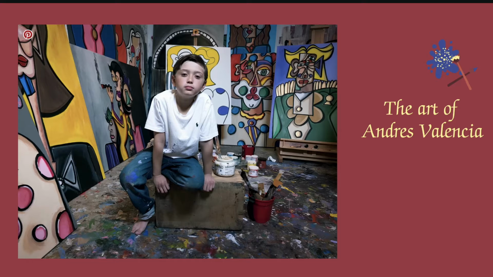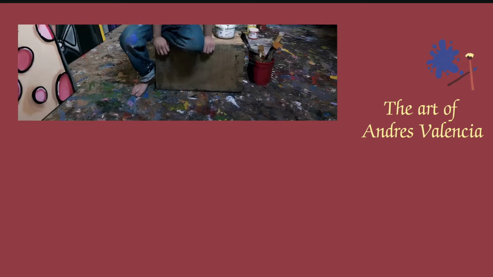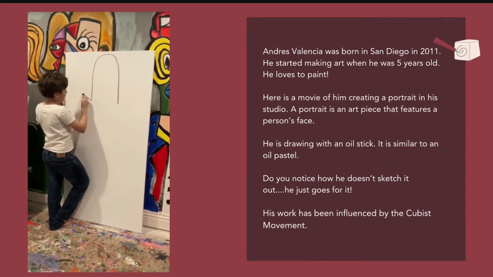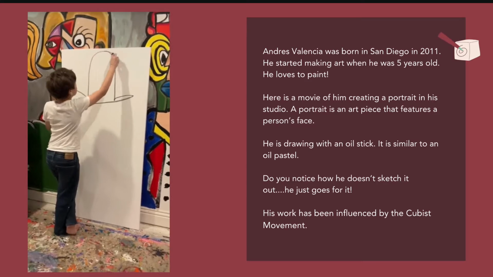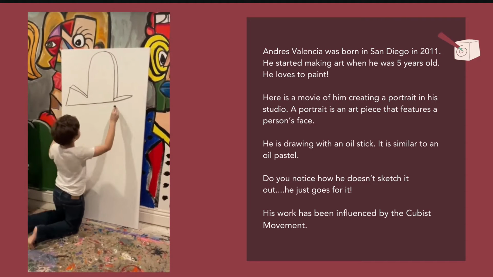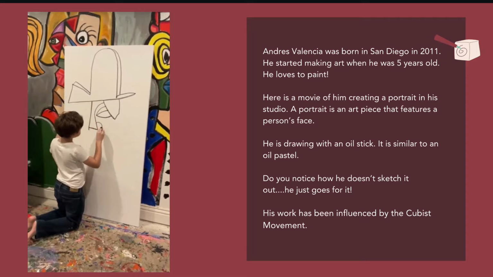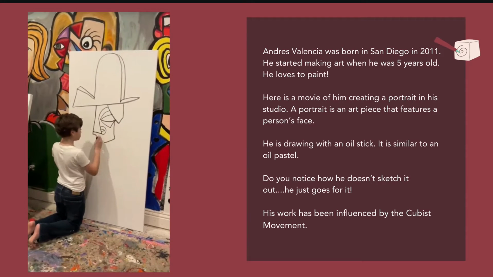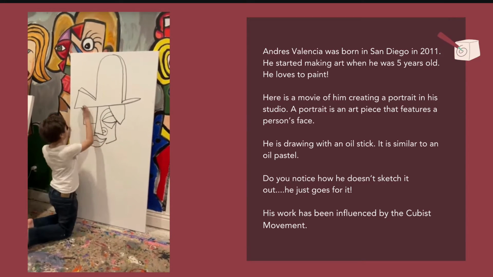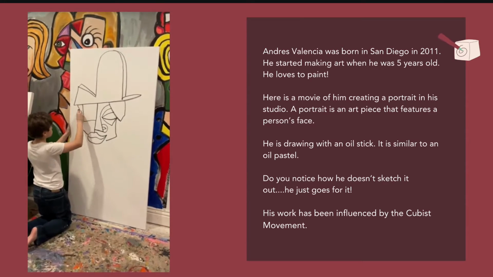The Art of Andres Valencia. Andres Valencia was born in San Diego in 2011. He started making art when he was 5 years old. He loves to paint. Here is a movie of him creating a portrait in his studio.